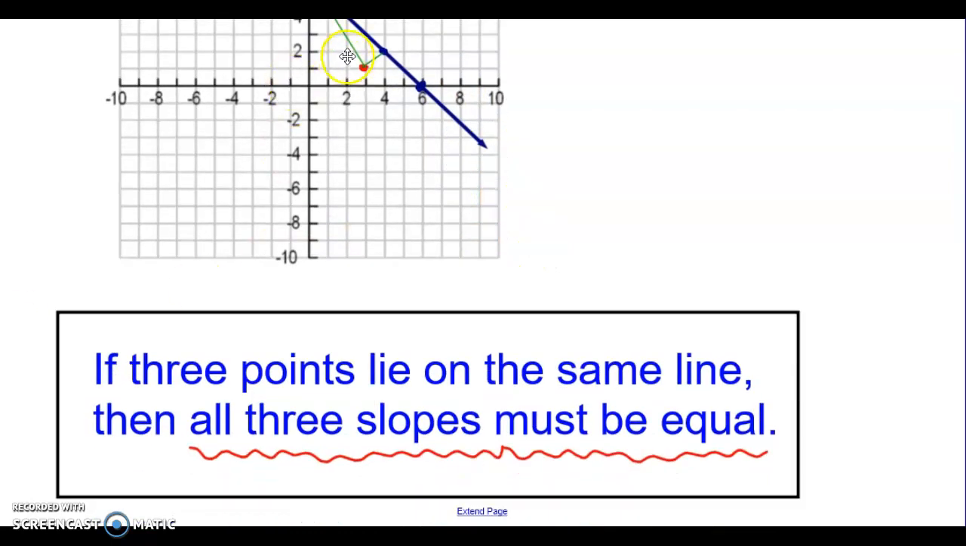So if all 3 points lie on the same line, then all 3 slopes must be equal. So instead of always drawing a graph, I could actually answer this question, do all 3 points lie on a line, by simply calculating their slopes. So let's do that.